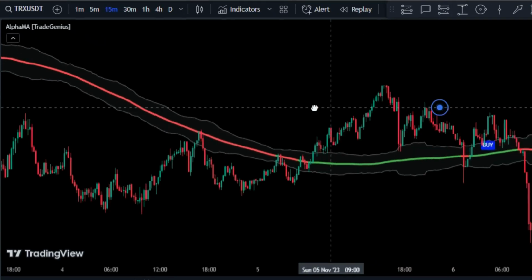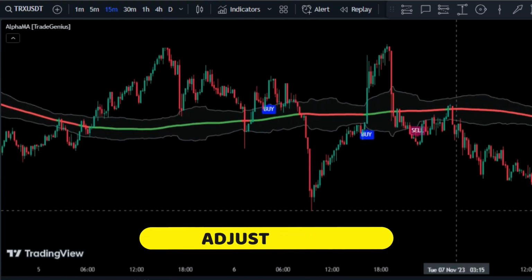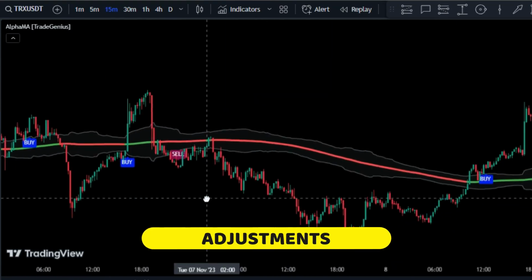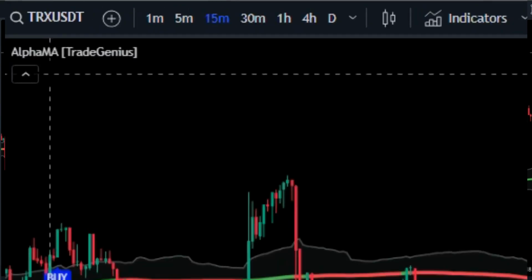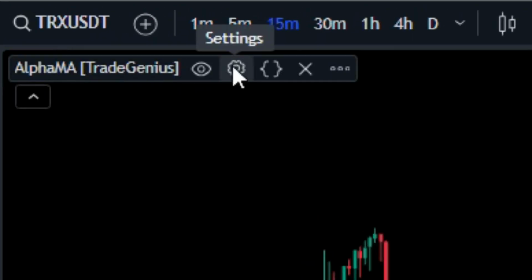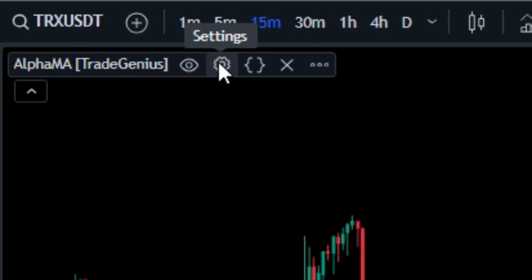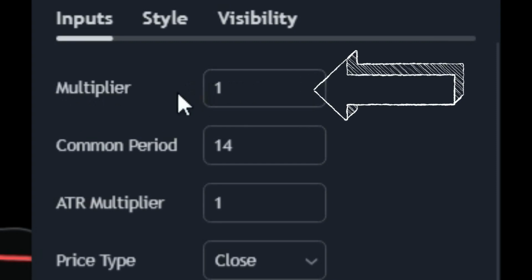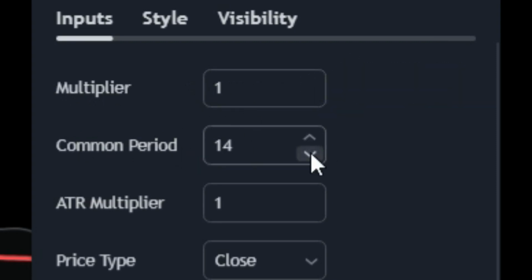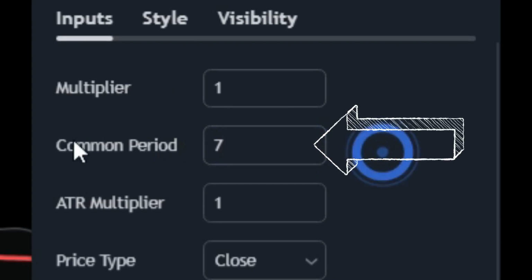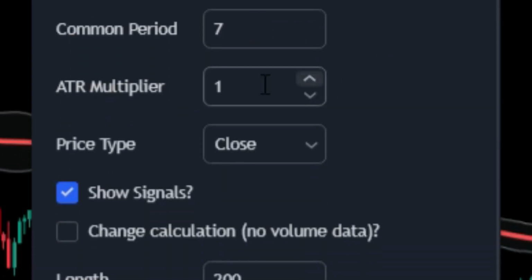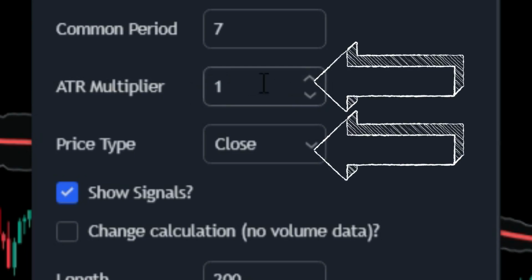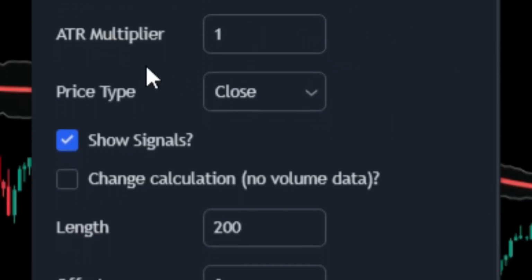Before we kick off trading with this indicator, let's adjust a few settings to ensure we get the best results. First, navigate to the input section. Keep the multiplier option in its default state. Next, adjust the period to the number 7. The ATR multiplier and the price type should remain in their default states.